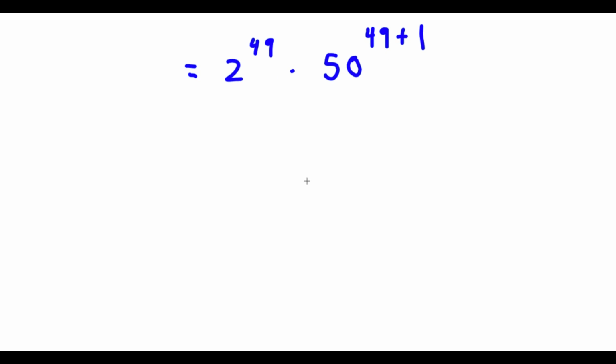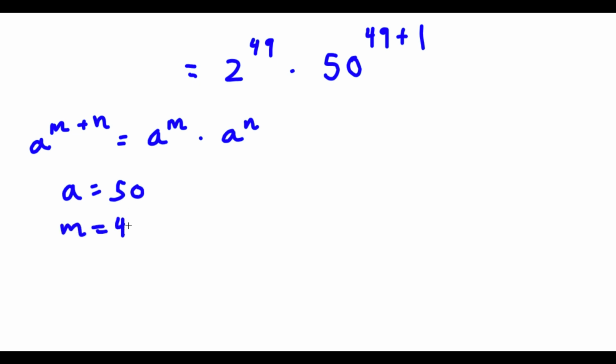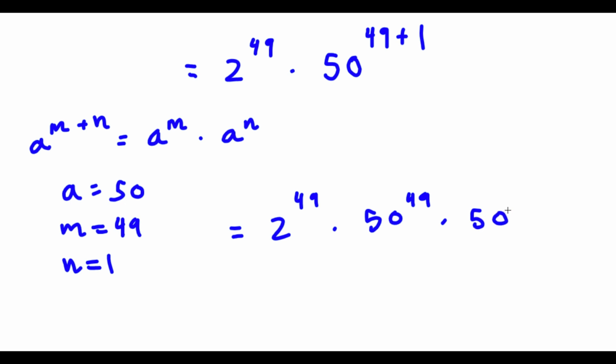Now I'm going to be using an important property of exponents that states that if I have something in the form a to the power of m plus n, this is equal to a to the power of m times a to the power of n. So in this case, I have 50 to the power of 49 plus 1. So we can think of a as 50, m as 49, and n as 1. So this will get me 2 to the power of 49 times a to the power of m, so 50 to the power of 49, times a to the power of n, so 50 to the power of 1.